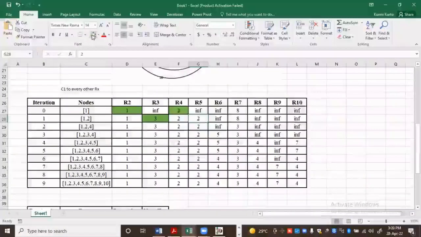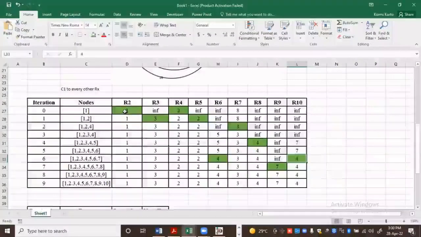Router 6, it was 5, 5, 5 before 4. So we have to use this one. That's the least. And since it's all 4, this will be the least cost. For 7, it was 8, 8 before it became all 3s. So 3. For 8, 4 across, so it's that. For 9, it was 7 and 7 across. And for 10, it was 7, 7 before 4. So 4 becomes the least cost. So these are the least costs to get to all these other nodes.